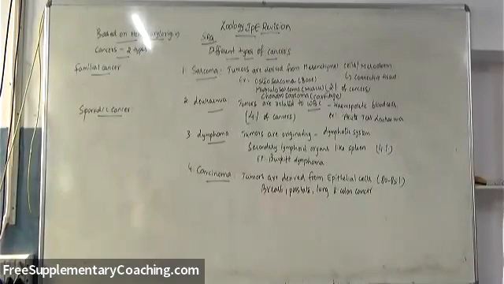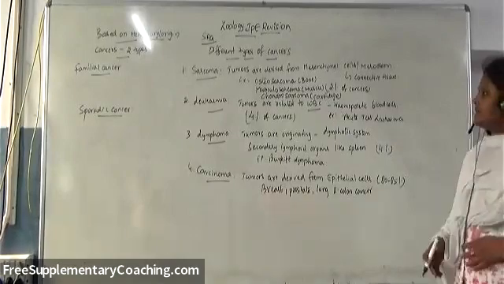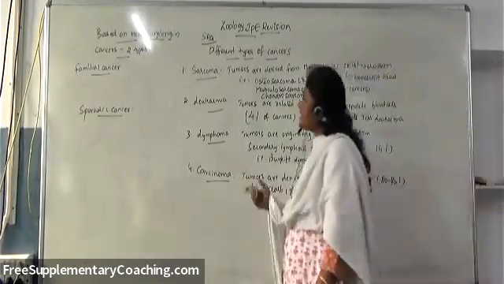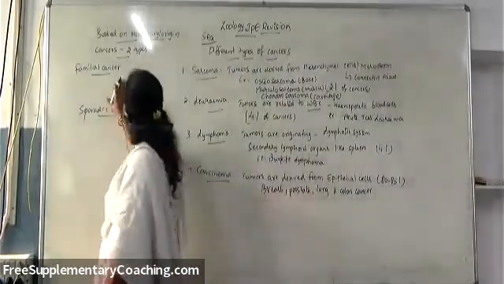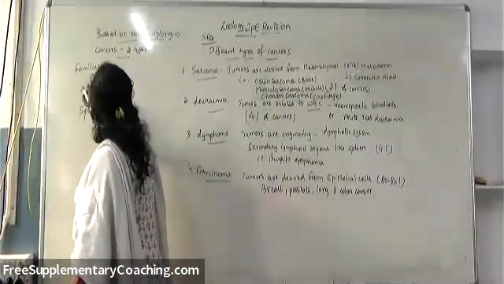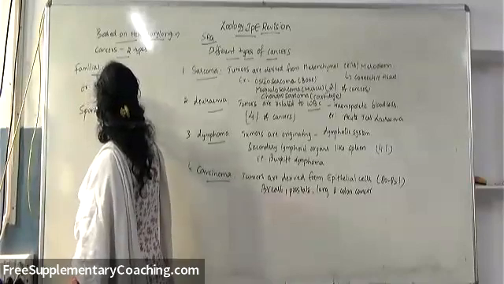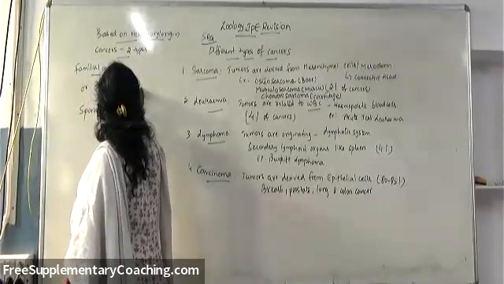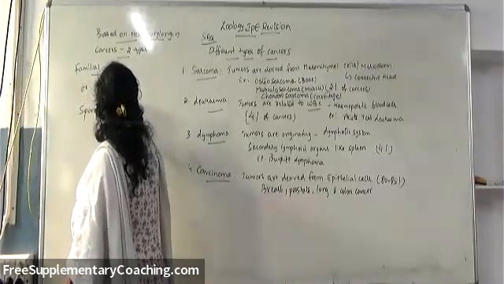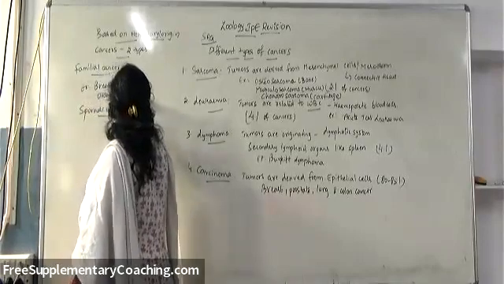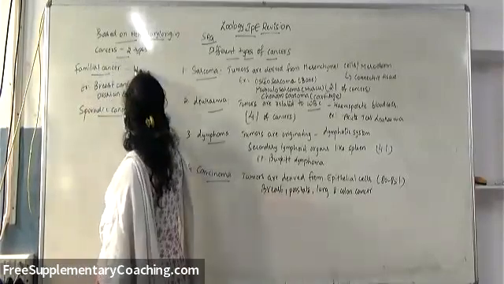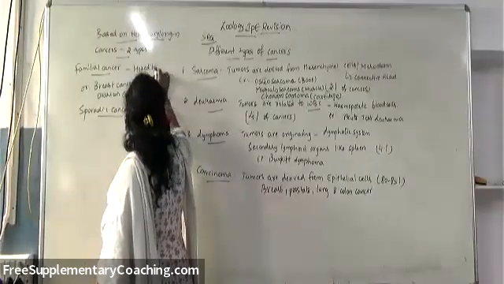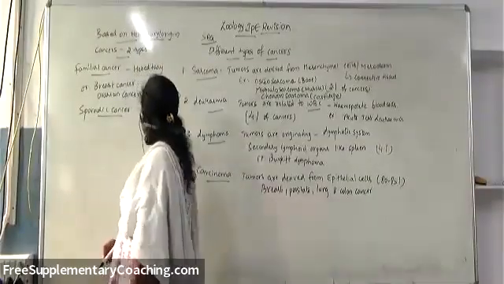For example, breast cancer if we take, ovarian cancer if we take. All these are examples for familial cancer. So familial cancer, example, breast cancer and even ovarian cancer, which is hereditary in nature. So that means it will be inherited.